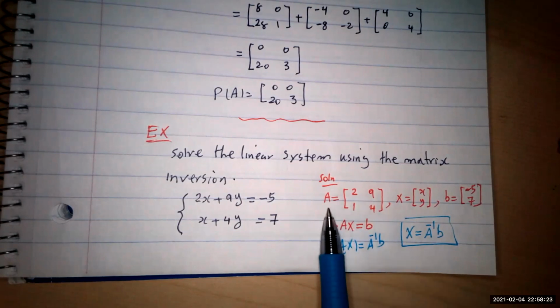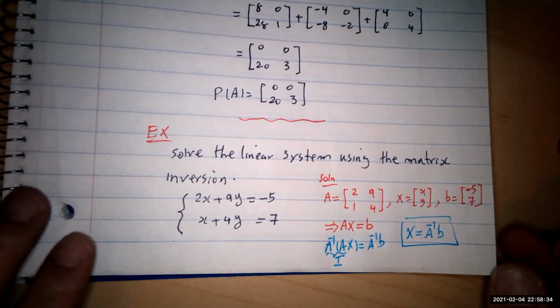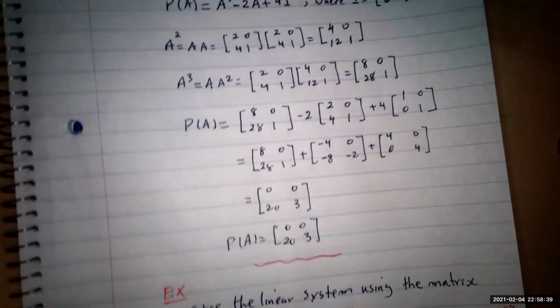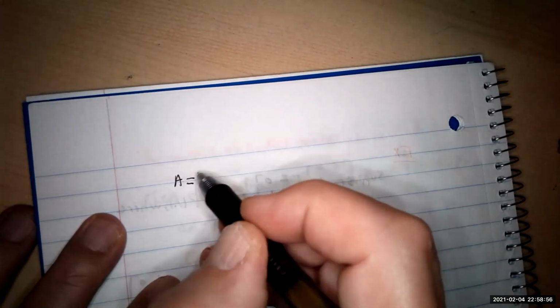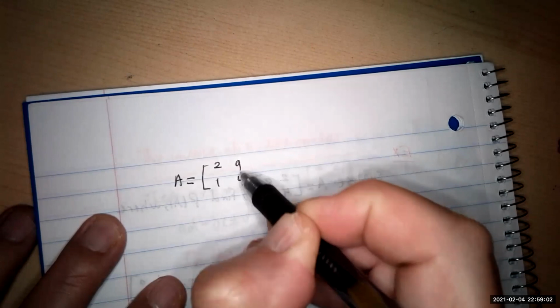So if you want to find the inverse of this matrix, then easily you can solve the equation. Okay, so this is called solving the equation using the matrix inversion. So you have to find the inverse. It's a 2 by 2 matrix, so it can easily be found. So what is the matrix? The matrix is A, which is going to be 2, 9, 1, 4.